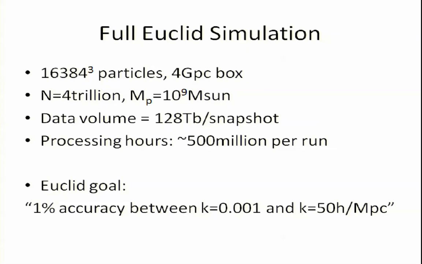I should stress I didn't write the Euclid blue book or whatever it is where this statement is made, but the aim of the Euclid simulations is to get to 1% accuracy between these k values. So between k equals 10 to the minus 3 and k equals 50, okay, in the power spectrum. So 1% accuracy is what we want. That's why we keep hearing 1% accuracy.